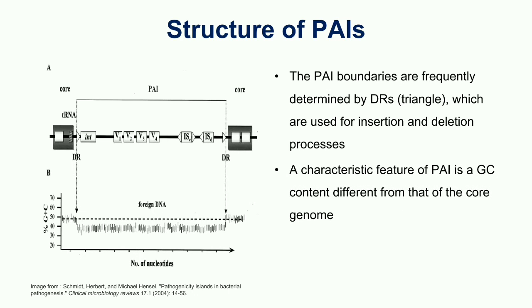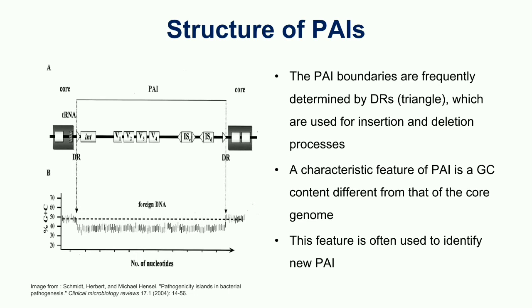The characteristic feature of the pathogenicity island is a GC content. This GC content is different from that of the core genome. As you can see in the diagram, the GC content of the core is markedly different from the GC content present in the pathogenicity islands. And this feature is often used to identify novel PAIs.